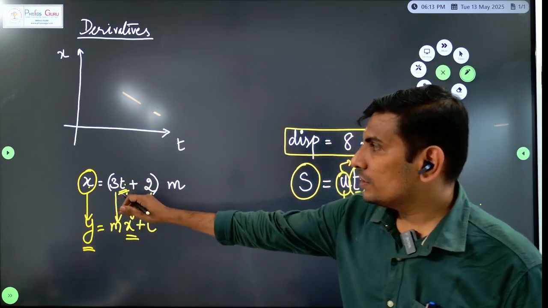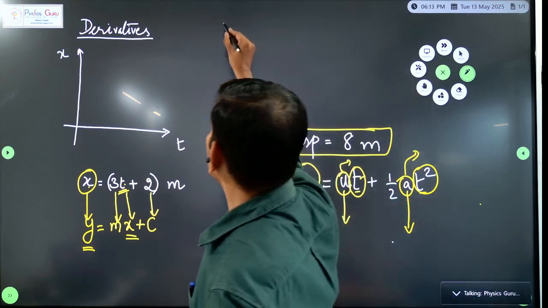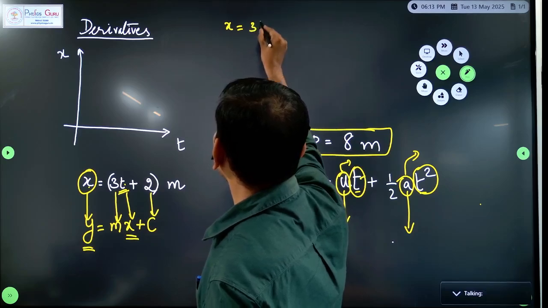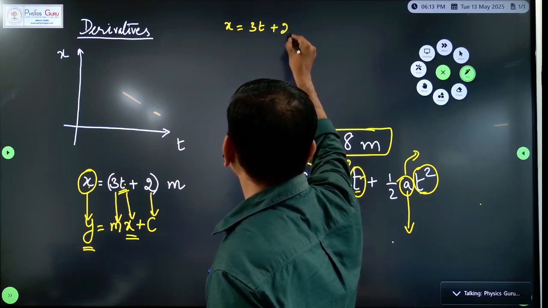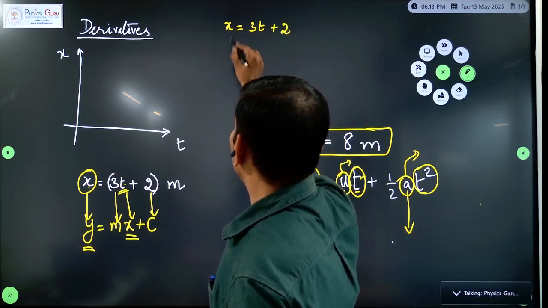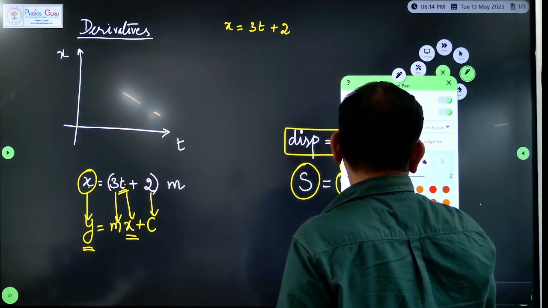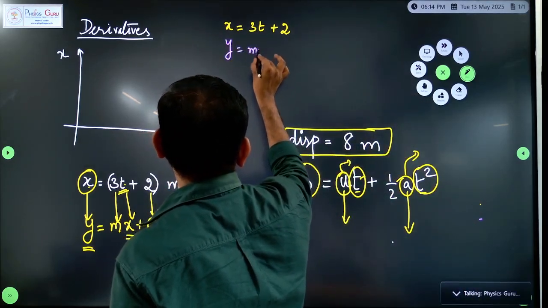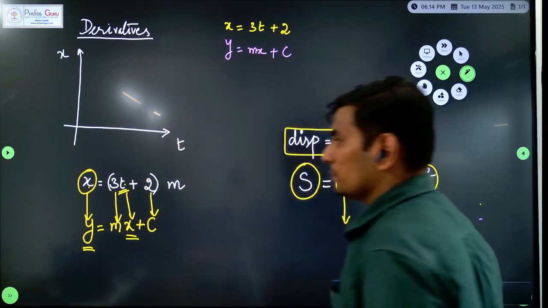Okay, let's come back here. Here I have a data. The displacement of a body is given by 3t plus 2, some number it is. This is exactly resembling y is equal to mx plus c. Okay?